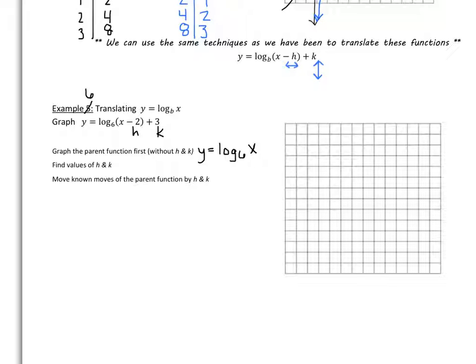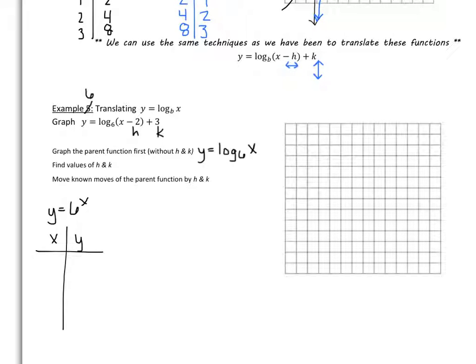All right, so in order to figure out this one, we got to figure out its inverse. What's its inverse going to be? Cover up the log. What do you see? y equals 6 to the x.